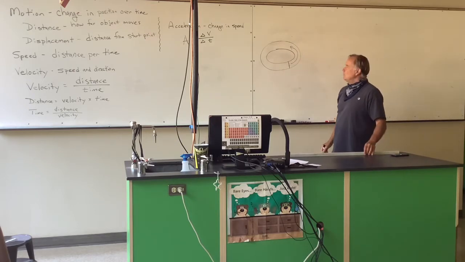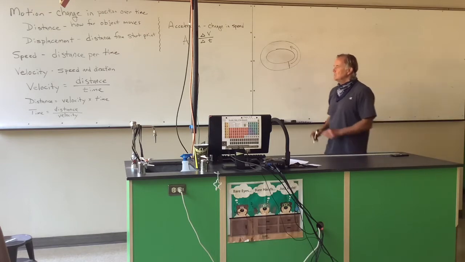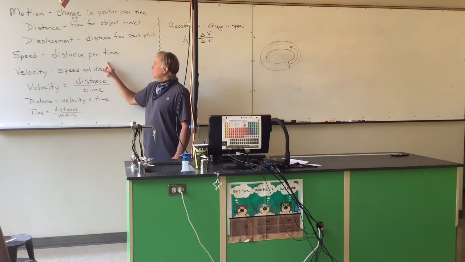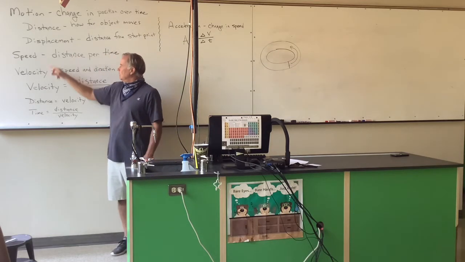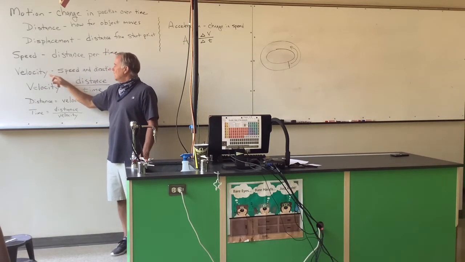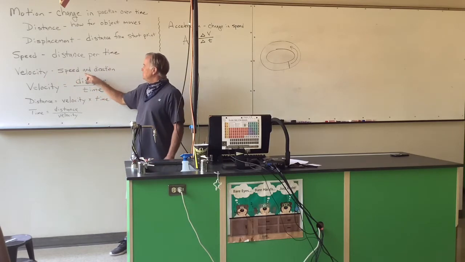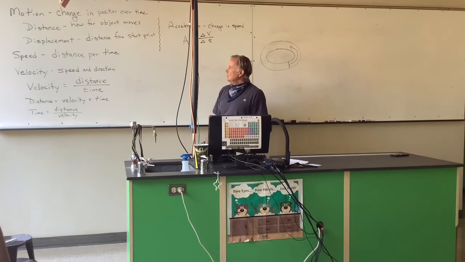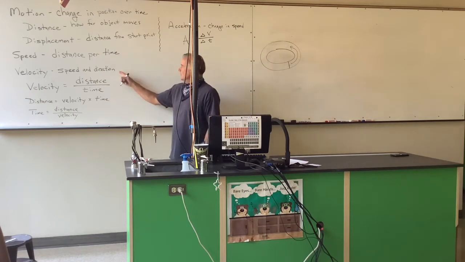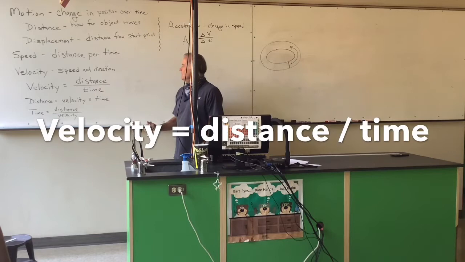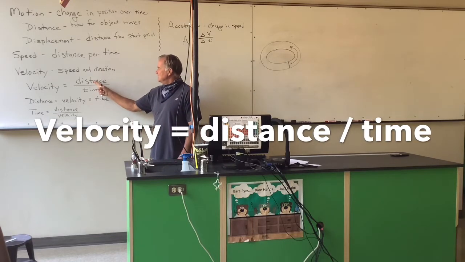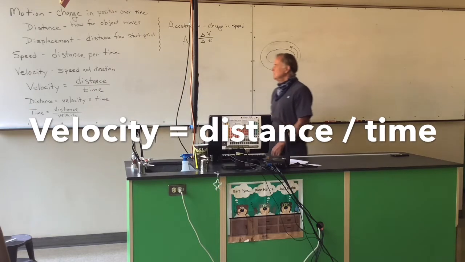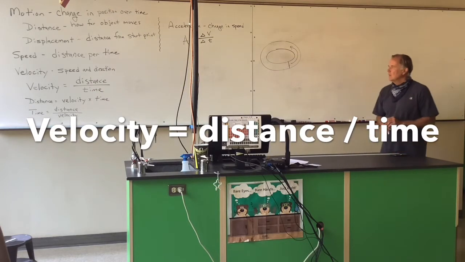Today we're going to primarily talk about speed or velocity. Speed is distance per time, which will be used interchangeably with velocity for our class. Technically, velocity is speed and a direction. The symbol used for velocity is v. But velocity is simply distance over time. You measure a certain distance and the time, and you can determine its velocity.